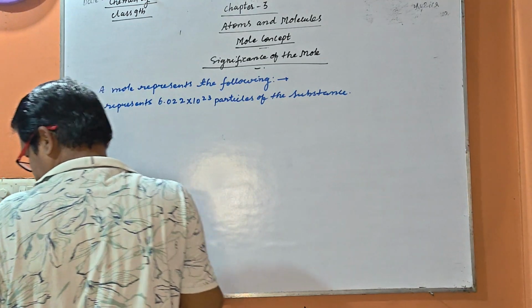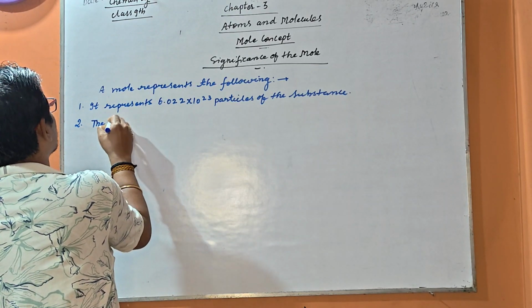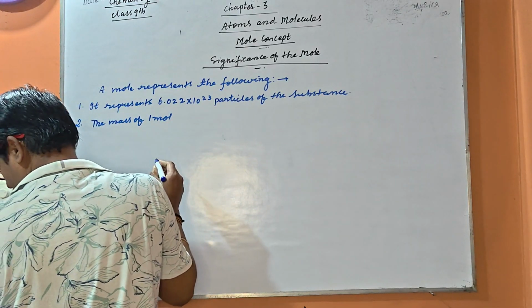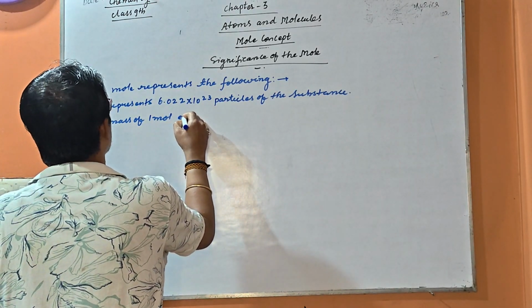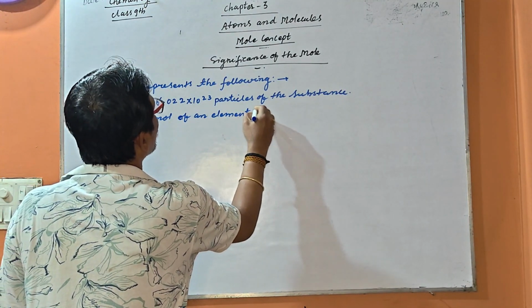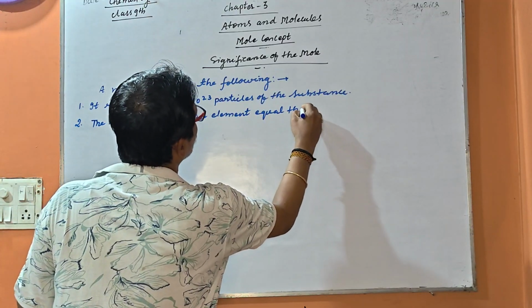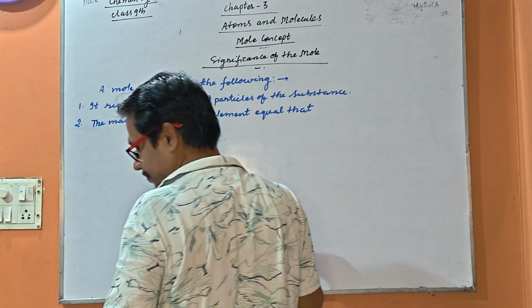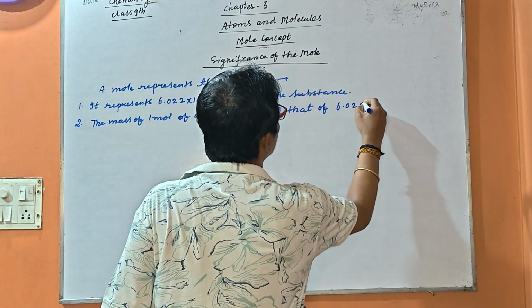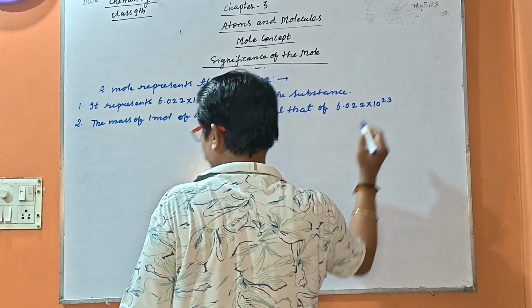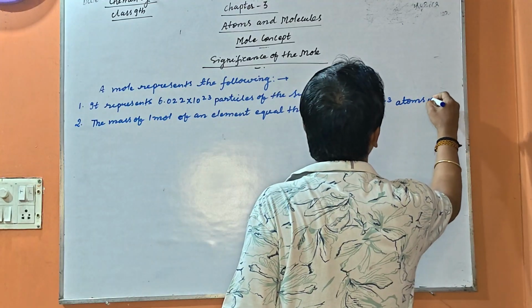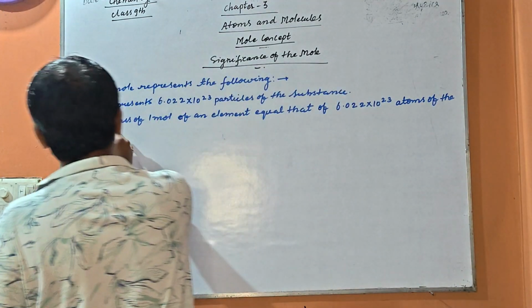Point number 2. The mass of 1 mole of an element equals that of 6.022 into 10 to the power 23 atoms of the element.